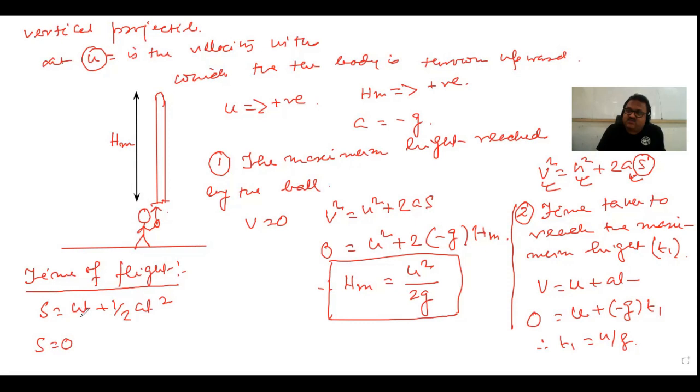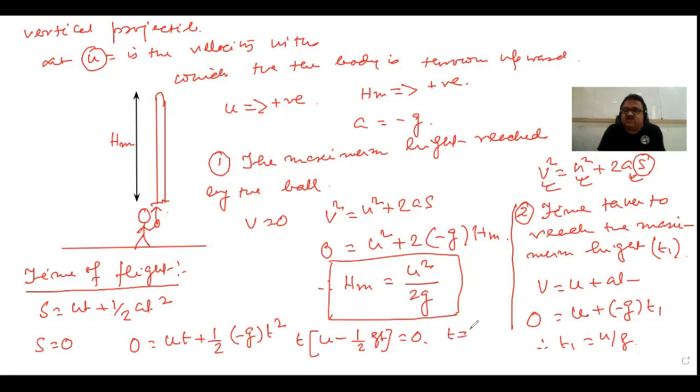You are throwing the ball upward, so u is positive, a is minus g. So let us use this equation: 0 equal to ut, let t be the time of flight, plus half into minus g into t square. Now what to do with that? We have to take t common. If I take t common, this is u minus half of gt is equal to 0.